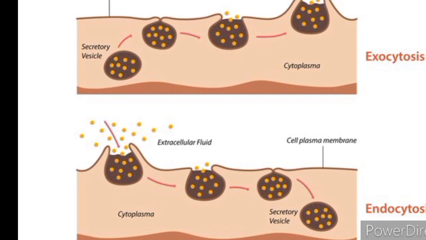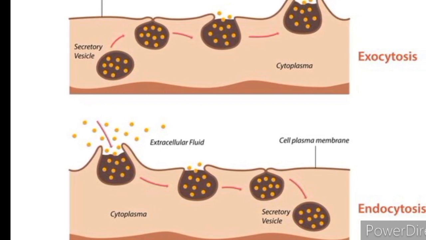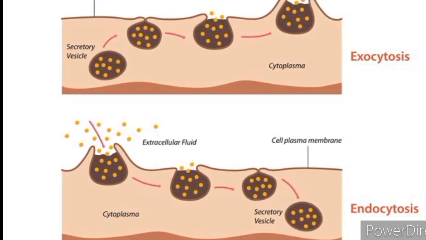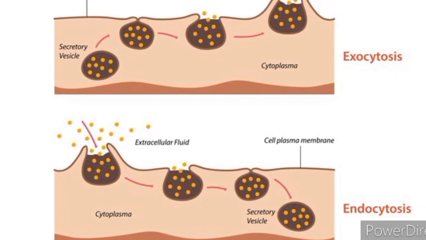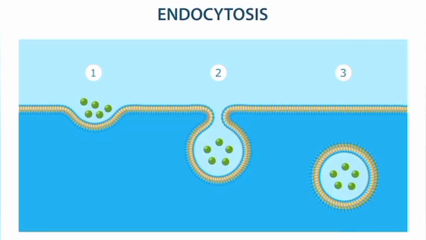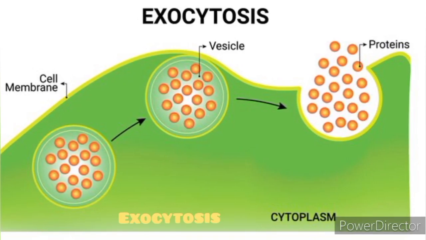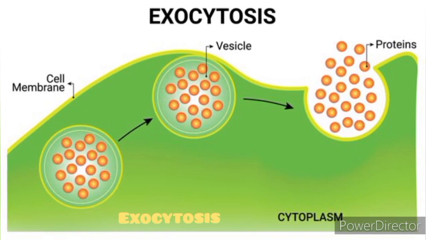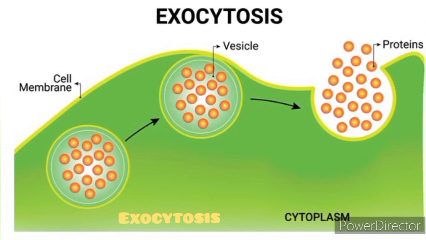Endocytosis and exocytosis. These processes involve the membrane forming vesicles to transport large molecules or particles. Endocytosis. The cell engulfs substances by forming vesicles from the plasma membrane. Types include phagocytosis, engulfing solid particles, and pinocytosis, engulfing liquids. Exocytosis. Vesicles within the cell fuse with the plasma membrane, releasing their contents outside the cell.